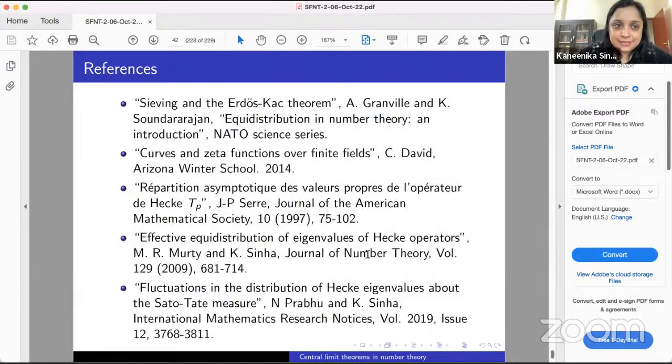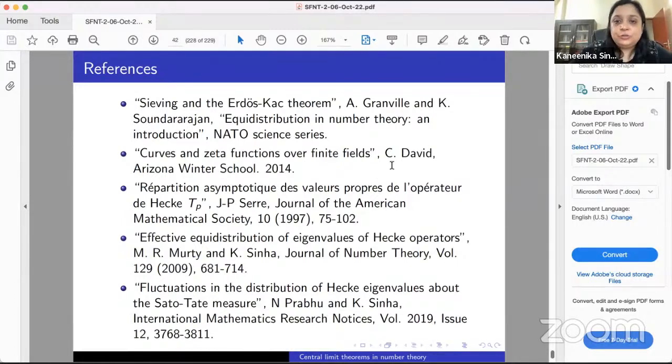I would like to refer to certain papers and nice articles on the topics that we have seen in our two lectures. First is, of course, Sieving and the Erdős-Kac theorem. It's an article in this volume called Equidistribution in Number Theory, brought out by the NATO Science series. It's also available on the web pages of Granville and Soundararajan. This is a direct proof of the Erdős-Kac theorem using explicit number theory. This is what we had reviewed in our previous lecture.